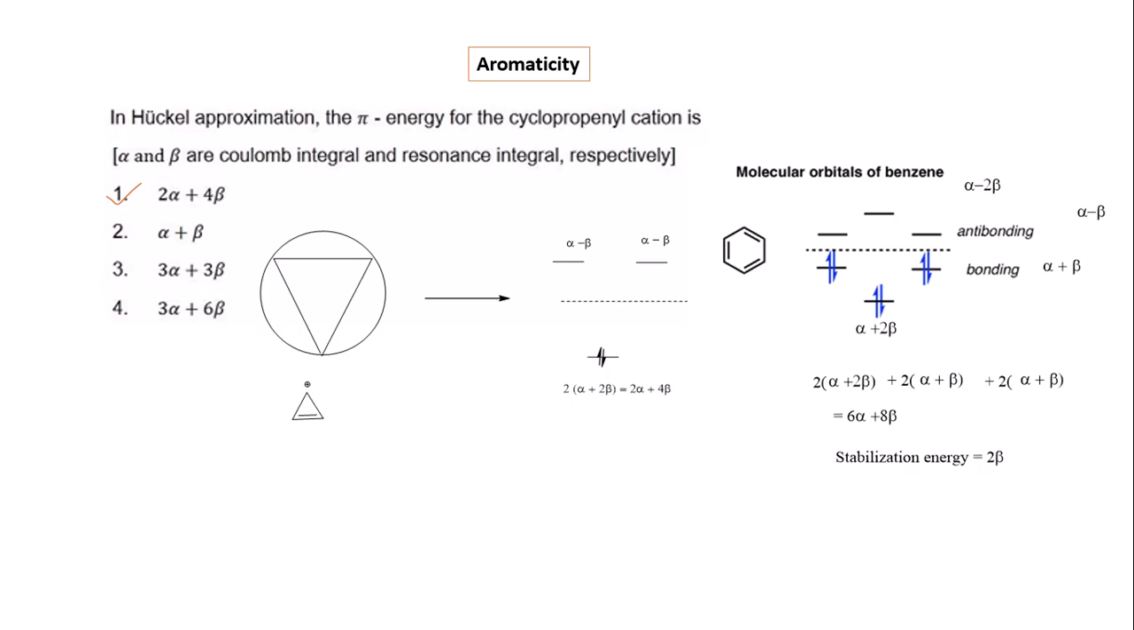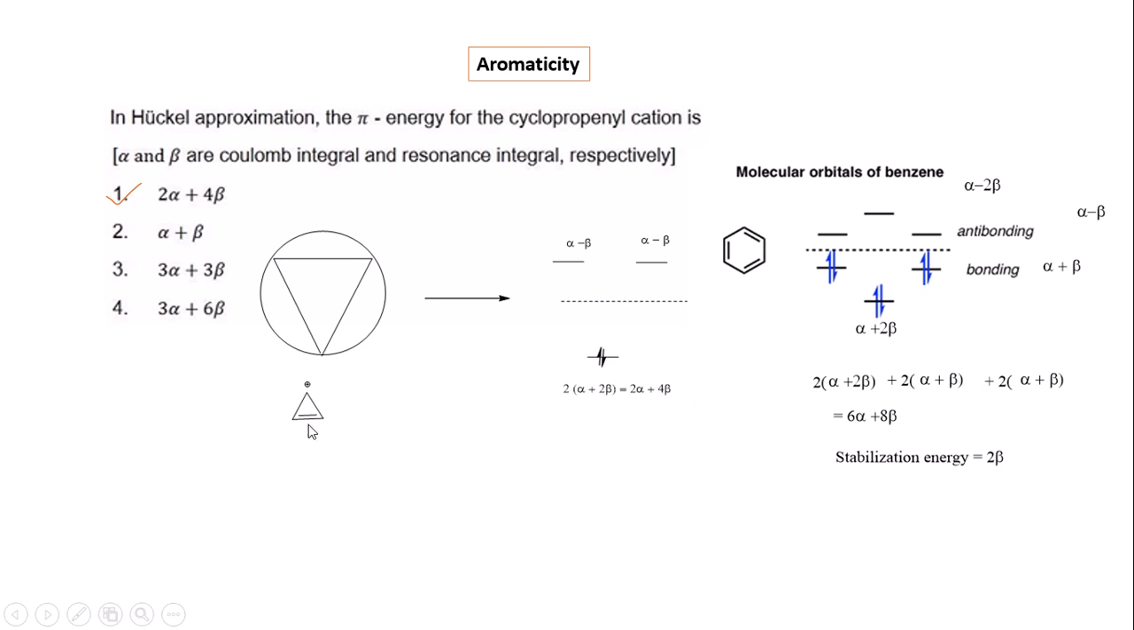This is the aromaticity related problem where the Huckel aromaticity rule has been explained in the molecular orbital theory, where alpha is the repulsion factor and beta is the stabilization factor. From this alpha-beta terminology we can detect the stability of the aromatic compound.